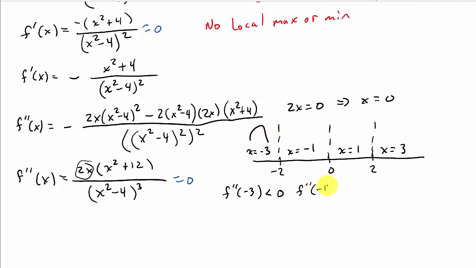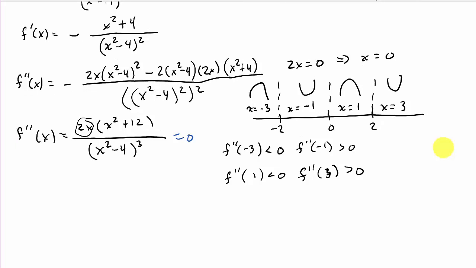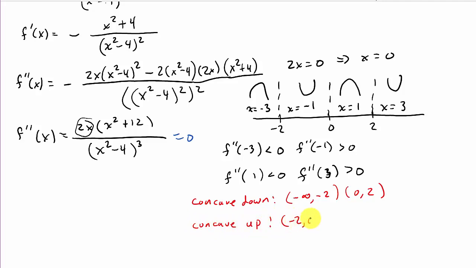And then I've got to do f double prime of -1. So that's negative, positive, negative. And so that's positive. So that's concave up. And then I've got f double prime of 1, positive, positive, negative. So that's negative. So that's concave down. And then f double prime of 3. That's positive, positive, positive. So the whole thing's positive. So that's concave up. And so I've got concave down from -infinity to -2 and 0 to 2. And then I've got concave up from -2 to 0 and 2 to infinity. All right. So there's my concavity.